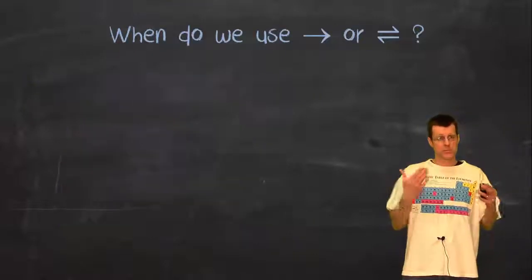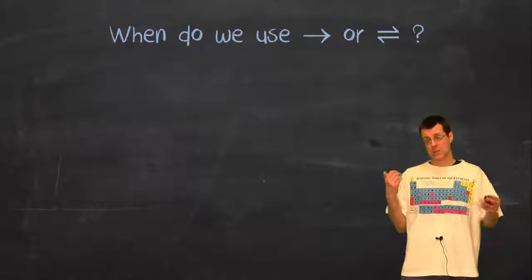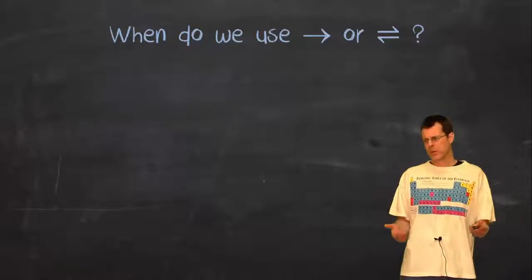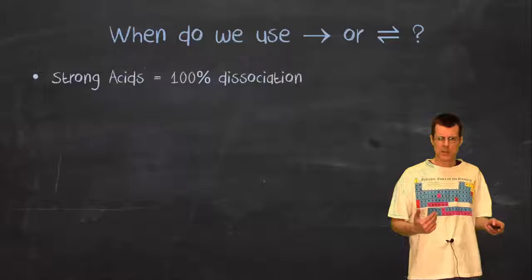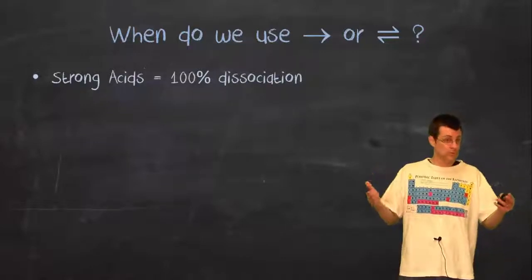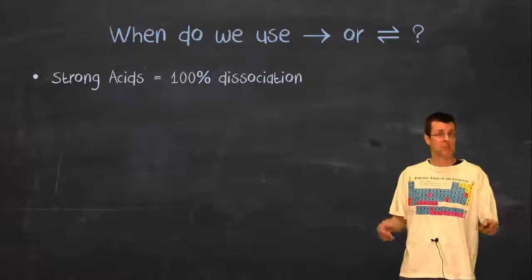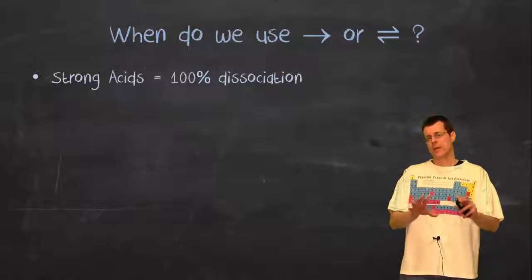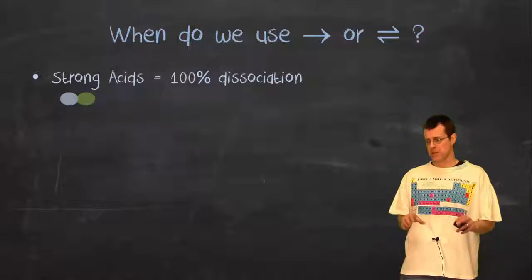Sometimes in this I was using straight arrows, sometimes in this I was using equilibrium arrows. When do I use which? Easiest answer is, for most of our work, it's going to be the equilibrium arrows, because we're talking about equilibrium, right? But strong acids from grade 11, 100% dissociation.